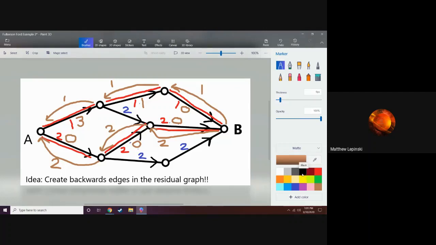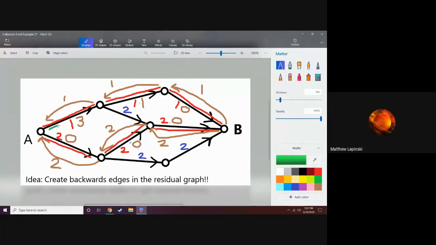Now let me use green. My residual graph has gotten complicated here, and it is unfortunate, but fortunately computers are good at keeping track of this stuff. I now want to find a way in the residual graph to send flow from A to B using the brown numbers. So here is a way that I can send flow from A to B using the brown numbers.